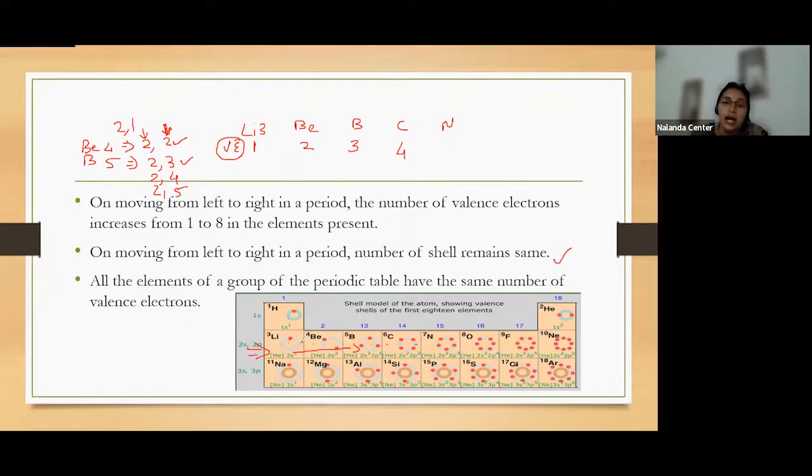But down the group, what happens? We are going to discuss that now: lithium, sodium, potassium. Lithium's electronic configuration is 2, 1. Sodium, atomic number 11, is 2, 8, 1. Potassium is 2, 8, 8, 1. Number of shells: this is the K shell, this is the L shell, this is KLM, and this is KLMN. The number of shells increases down the group, but the valence electrons remain the same down the group. We have to clearly understand this concept in order to learn the trends in the periodic table. Are you guys clear with this? Yeah?